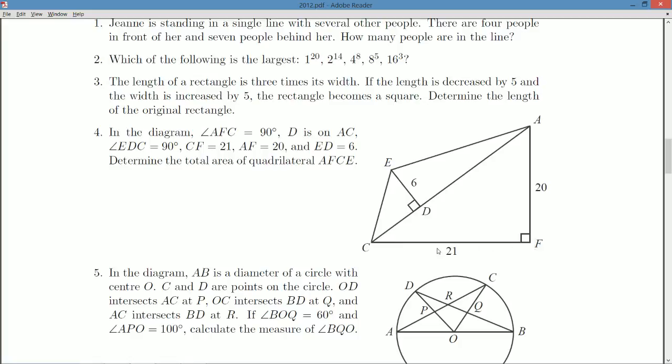CF is 21, which they've labeled for us. AF is 20, which they've labeled for us. And ED is 6. Determine the total area of the whole quadrilateral AFCE. Okay? So it's best for us to start by drawing our own diagram and tinkering with it a little bit.